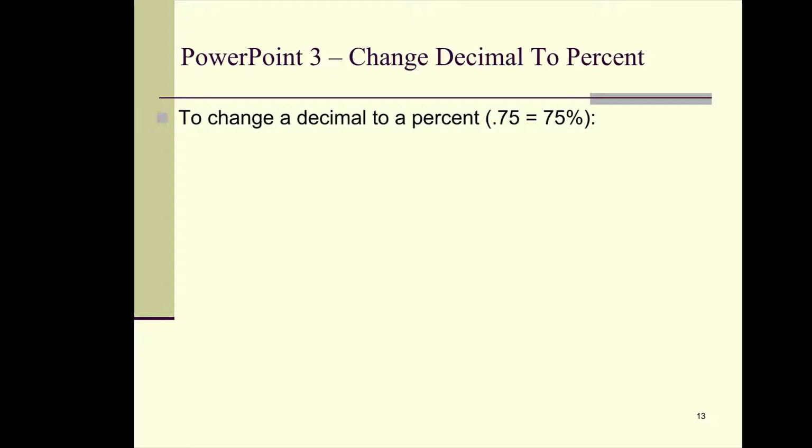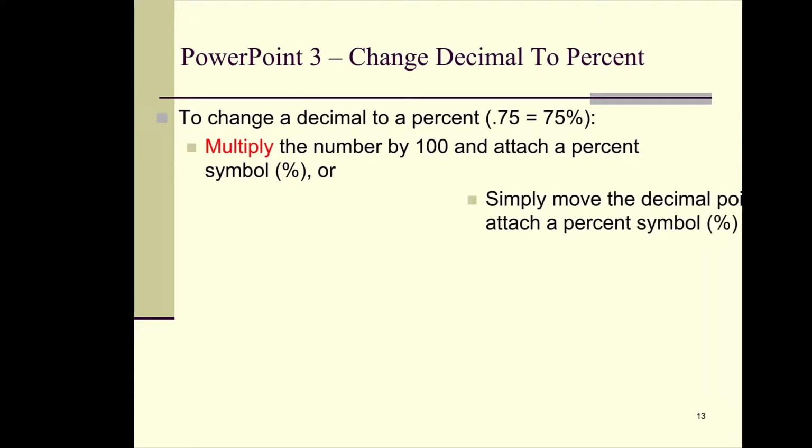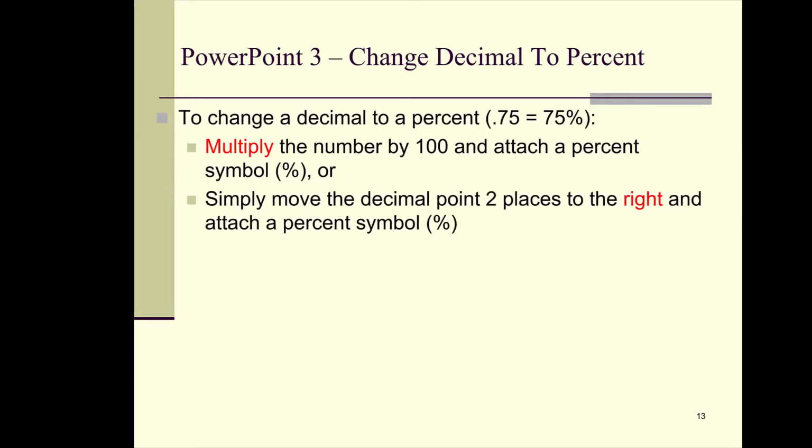Now we're going to change a decimal to a percent. For example, let's say we were wondering what percentage is 0.75. Well, we'll find out that that is 75%, but how do we do that? What you do is you take the 0.75 and multiply by 100 and attach a percent symbol. Or if you like shortcuts, like most people do, simply move the decimal point 2 places to the right and attach a percent symbol. Let's do some examples.